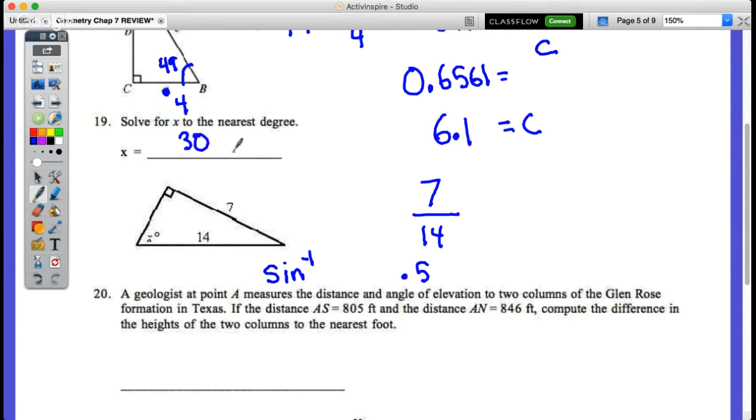Oh, you know what? We didn't have to do that, if you'd realized that 7 was half of 14. Yeah, but I didn't have to do that. Well, it'll work.